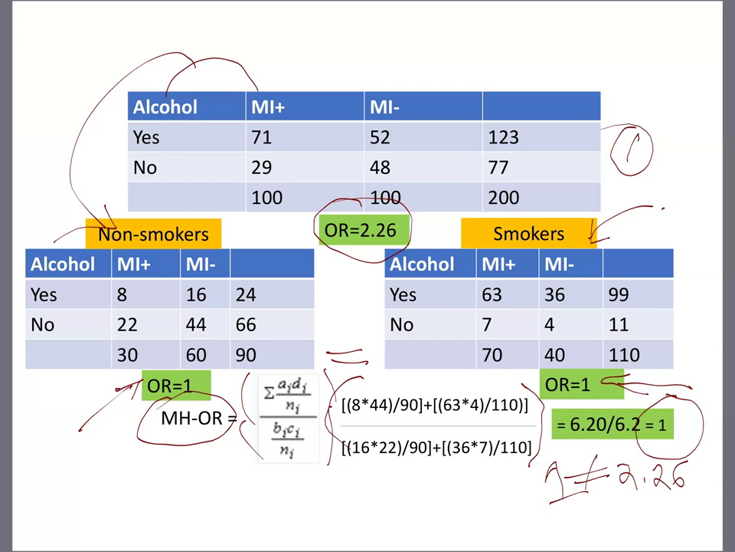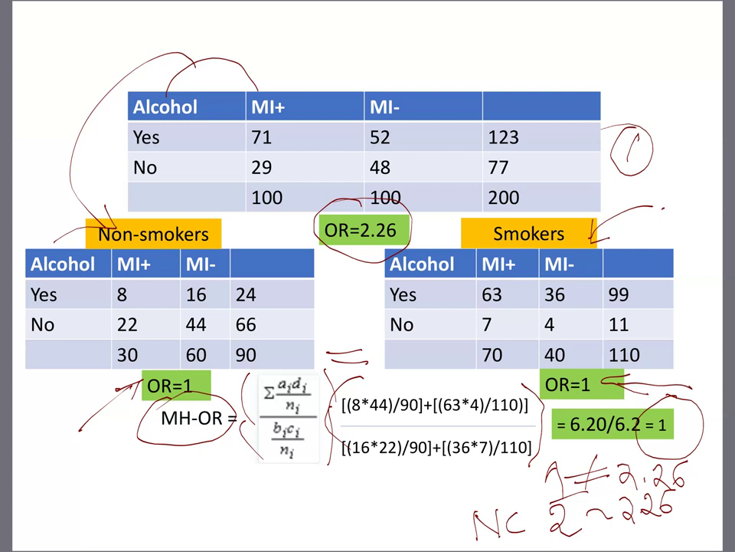If the stratum specific odds ratios were similar to each other and the weighted average would have been 2, which is approximately equal to your crude measure, you would have said that there is no confounding. Are you all getting me here? Yes, ma'am.